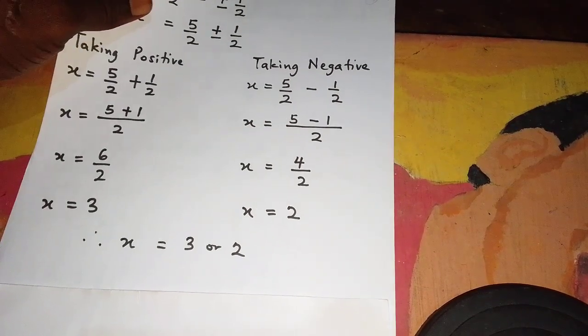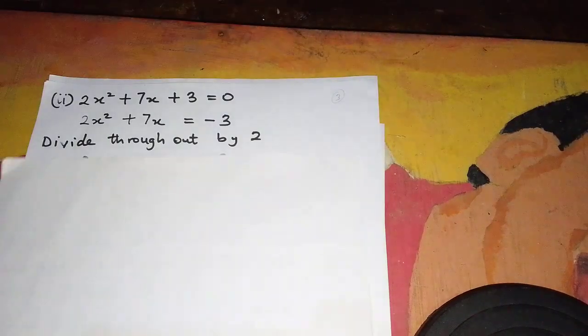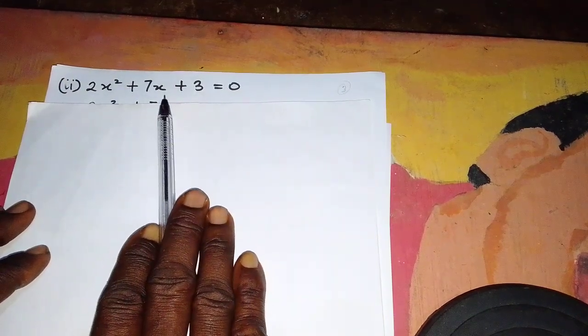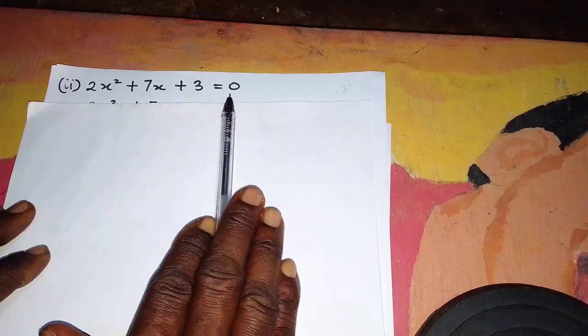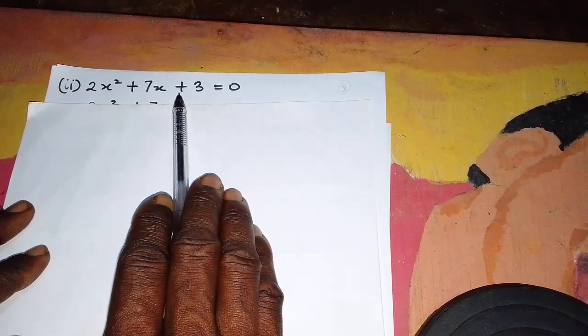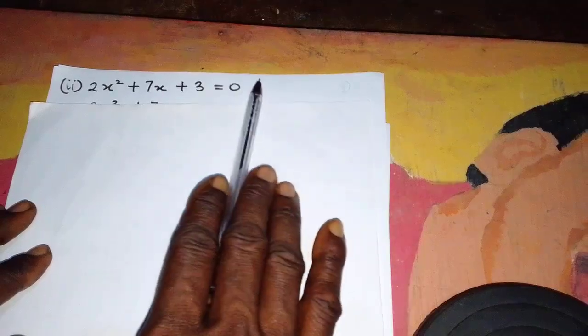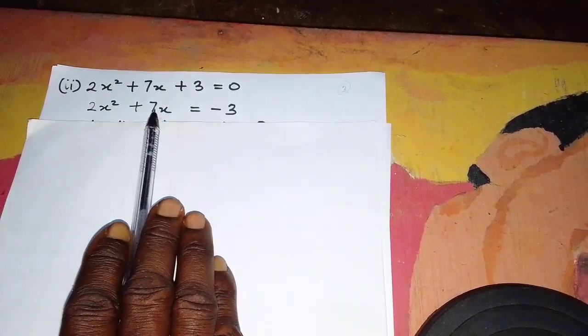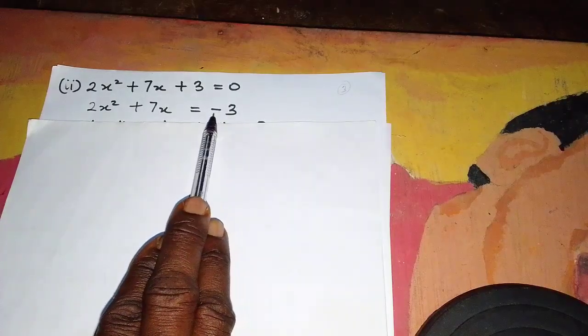Now let's look at another example. Now look at this. We have 2x² + 7x + 3 = 0. So first of all, you are going to bring this constant plus 3 to this side. So that means you have 2x² + 7x is equal to -3.